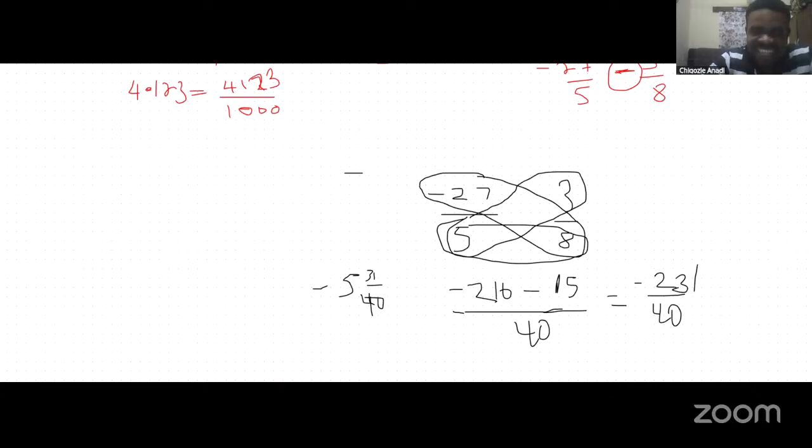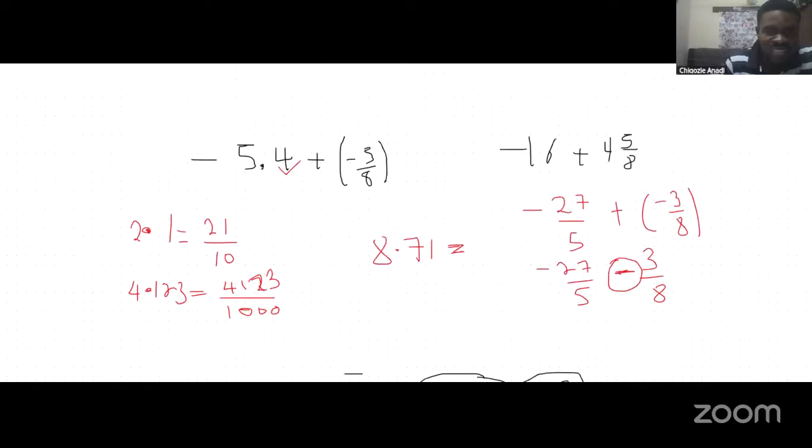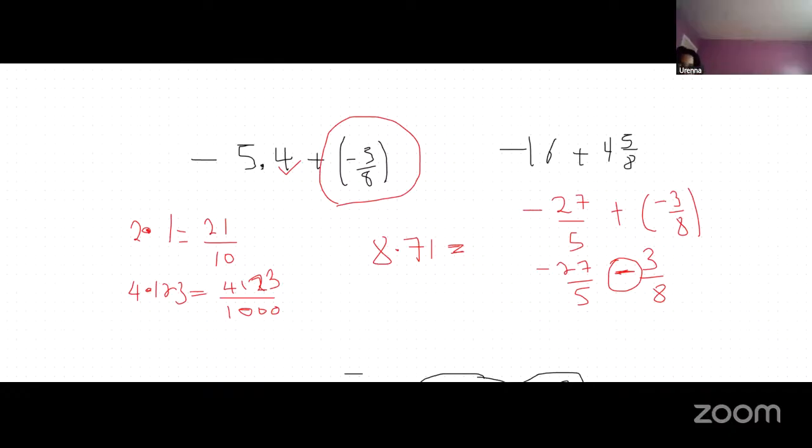Correct. As I said earlier on, you can either leave it this way or you can leave it in decimal. From our question, I told you about changing 3 over 8 to a decimal. If you want to solve it in this fraction form, you can change 3 over 8 to decimal. Once you get your answer in decimal, you can now solve. Okay?